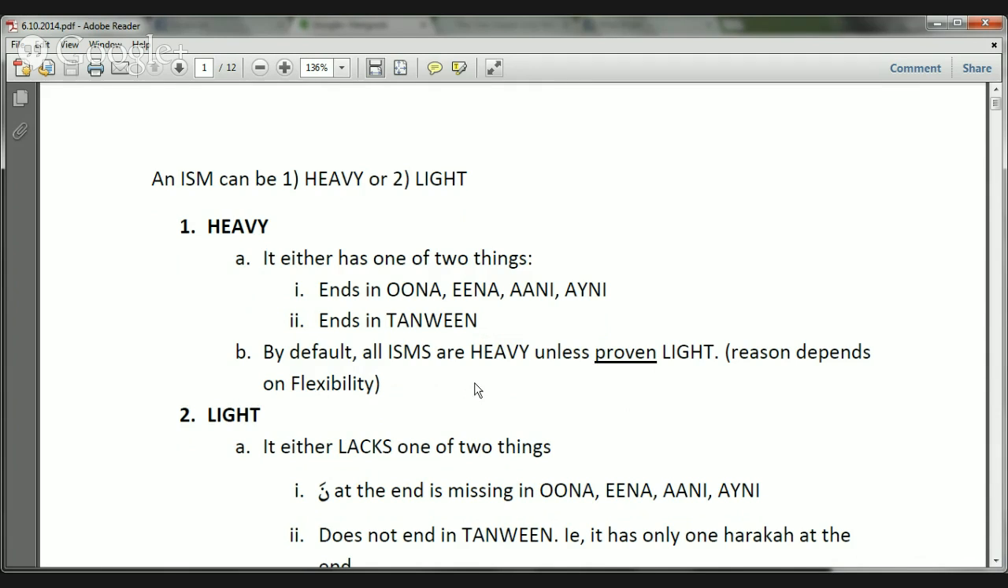Number one is that it ends in una, ina, ani, or aini. Or number two, it is going to end in tanween. So by default, we again said isms are heavy unless proven light. And we said, how do we know if something is light? Well, it depends on the flexibility.